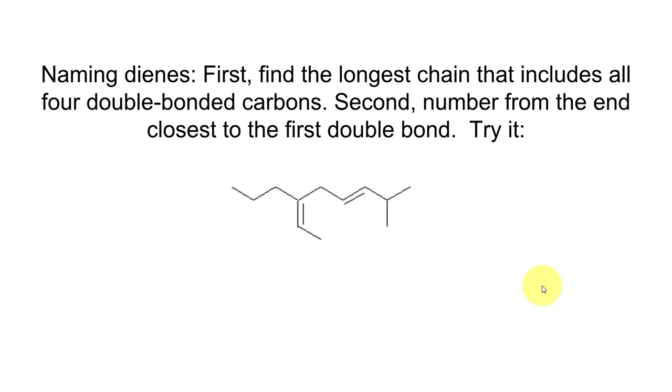What about dienes? What if you have two double bonds in a molecule? Well, first you find the longest chain that includes all of the double-bonded carbons. So even if there's an actually longer chain, in this case you would have to go through 1, 2, 3, 4, 5, 6, 7, 8. And secondly, you number from the end closest to the first double bond that you get to. So again, stop the video, just find the longest chain and number it.